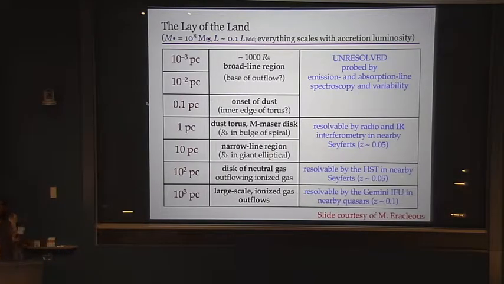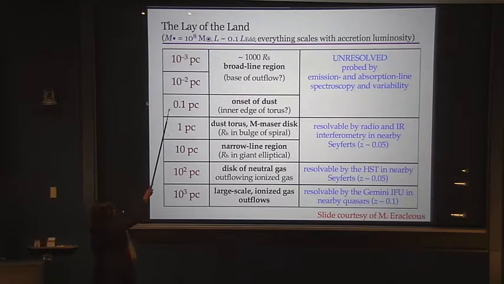So, I stole this slide from Mike Eracleous, who gave a really nice talk here a few months ago, in response to a question that someone asked me, right, about the scales. And I thought it would be good to just go through some of the numbers. So if you started with a central black hole that's 10 to the 8 solar masses, and say it's accreting at 0.1 Eddington, so it's not maxed out at Eddington, then the reason that's important is, obviously a lot of these quantities are going to scale with the luminosity.